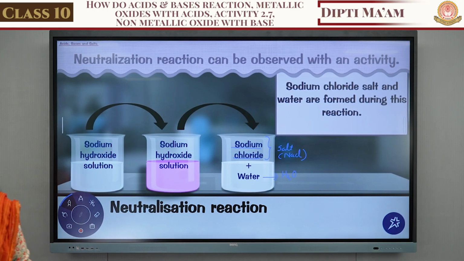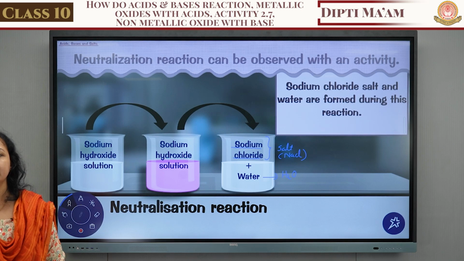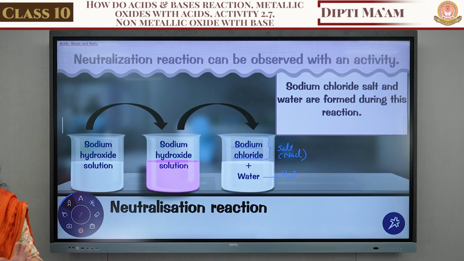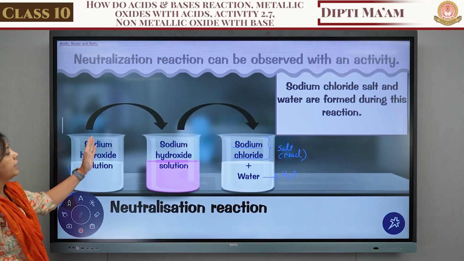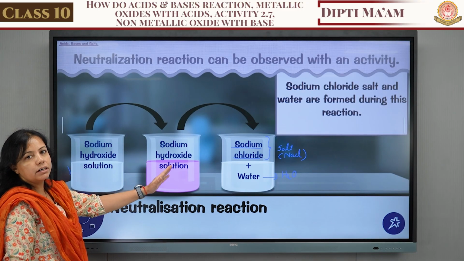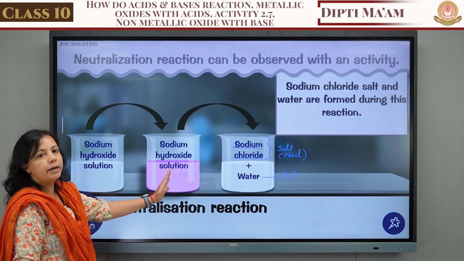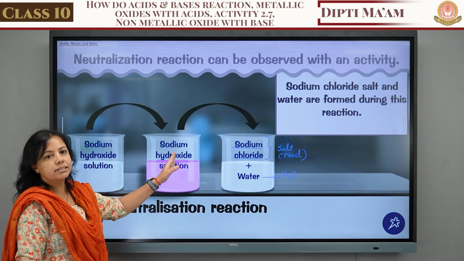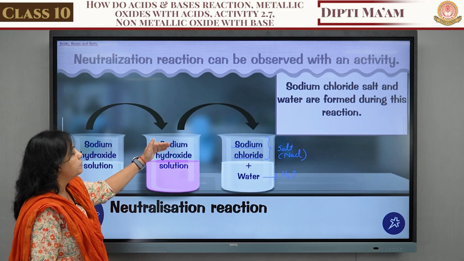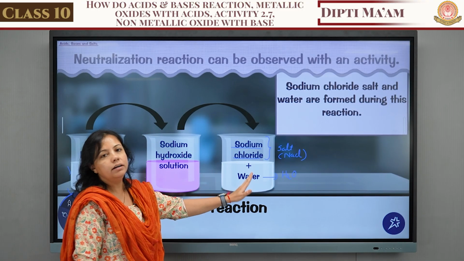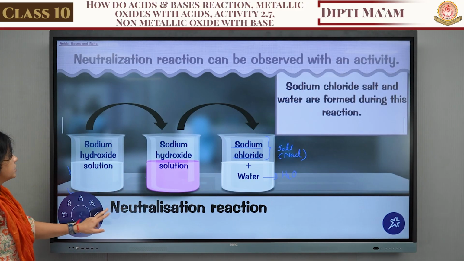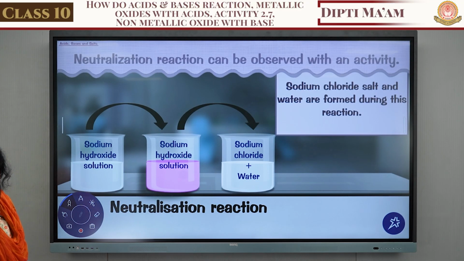What is the meaning of the neutralization reaction? When acid and base mix properly, they form salt and water. This reaction is known as the neutralization reaction. And by this activity you can see that this is the basic solution. In this basic solution we are adding the phenolphthalein, so you can see the color changes, it turns pink. But whenever you add acid to it, the acid and base mix properly and form salt and water. So this is the neutralization reaction.